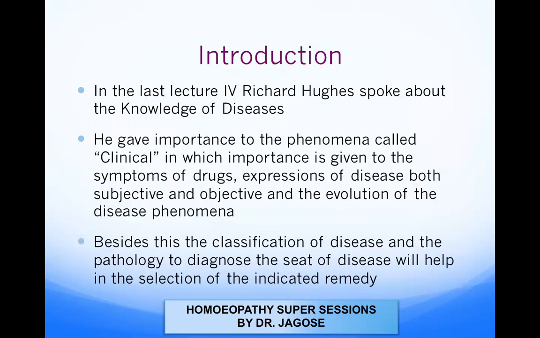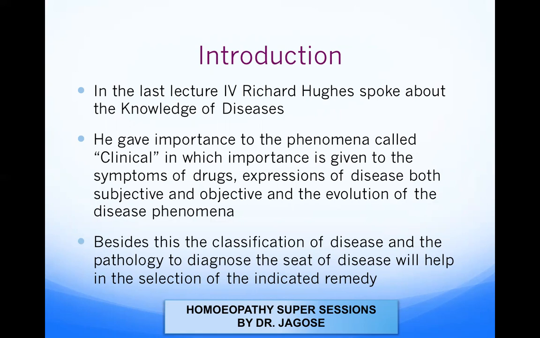In the introduction, in the last lecture 4, Richard Hughes spoke about the knowledge of diseases. He gave importance to the phenomena called clinical, in which importance is given to the symptoms of the drugs, expressions of disease, both subjective and objective, and evolution of the disease phenomena. So basically, Richard Hughes has given importance to the clinical aspect, wherein you have the symptoms of the drug, then the expression of the disease, that is the subjective and the objective.